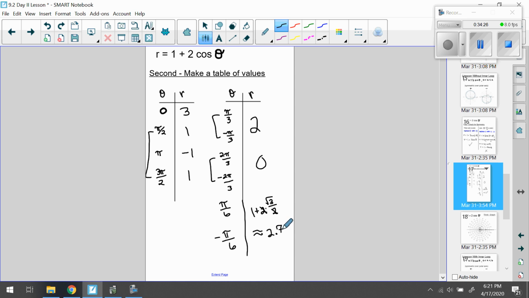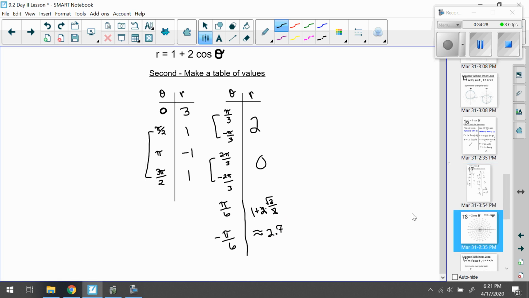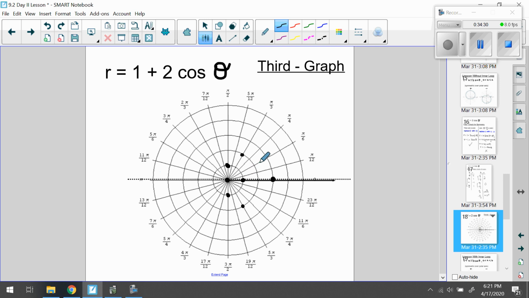Now we have a value we can plug in. So pi over 6, 2.7, that's going to take me out here-ish. And then negative pi over 6, same thing, 2.7 is going to take me out here. If we wanted to, maybe we could do a pi over 4. I have a sneaking suspicion it's going to be right about in here. It's not really going to clear anything up for us, so I'm just going to talk you through this. This is a little bit different, but I think you just kind of have to see it.